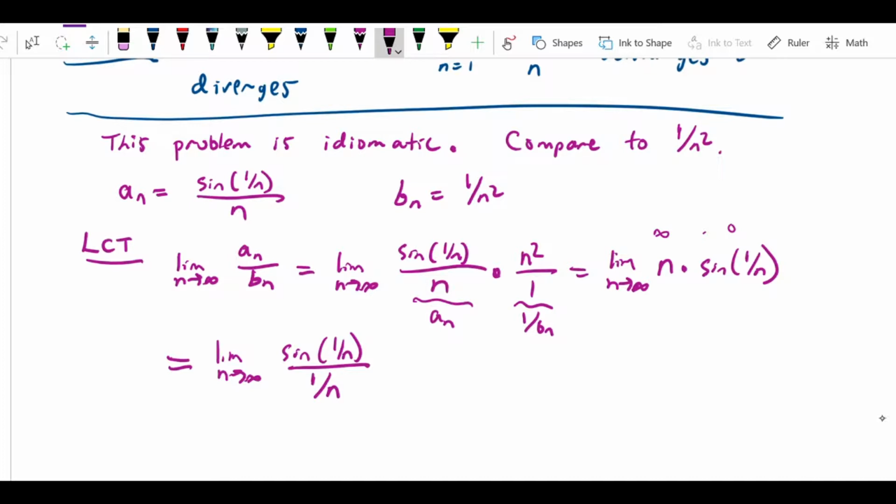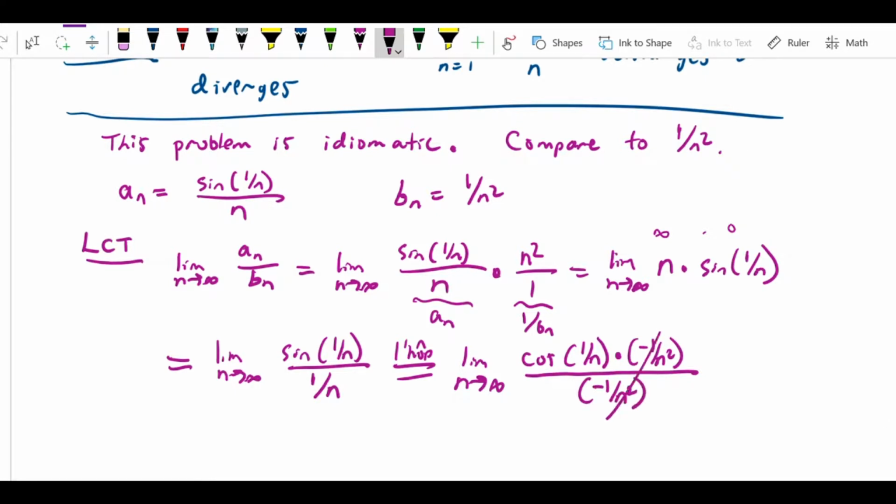We now have a 0 over 0 type limit, so by L'Hopital's rule, we can convert this into the limit as n approaches infinity of the derivative of sine of 1 over n, which is cosine of 1 over n, and then by the chain rule times negative 1 over n squared. And the derivative of 1 over n is also negative 1 over n squared. So those cancel, and that gives us the limit as n approaches infinity of cosine of 1 over n. 1 over infinity is just 0, so that's just going to equal the cosine of 0, which is 1.